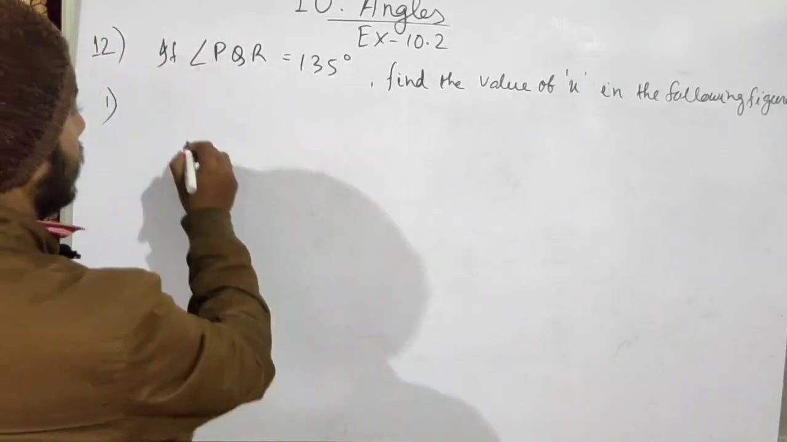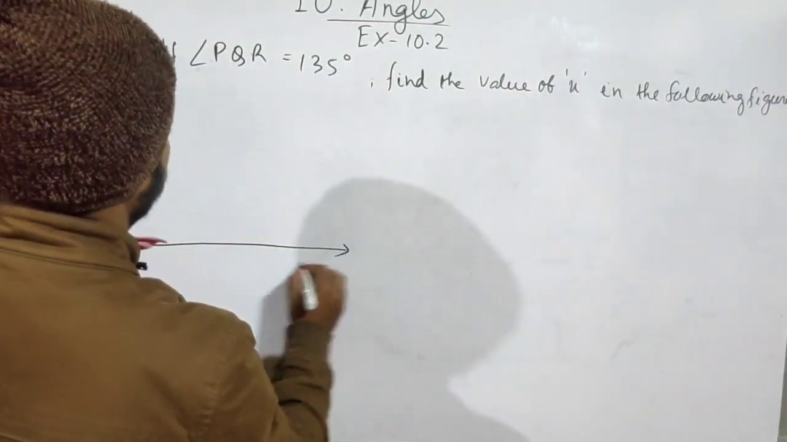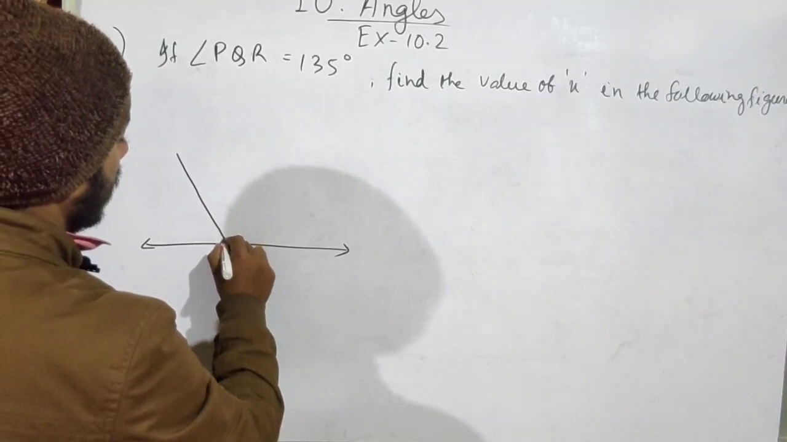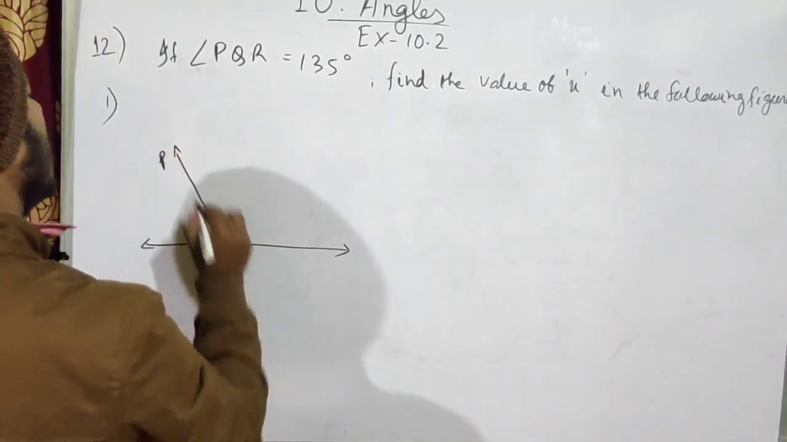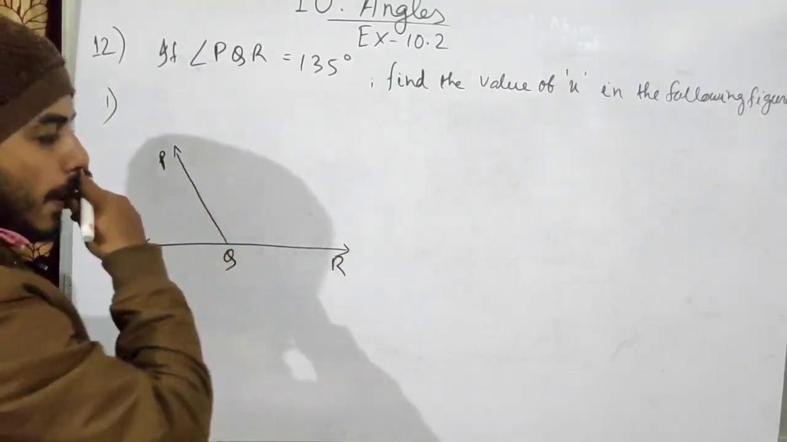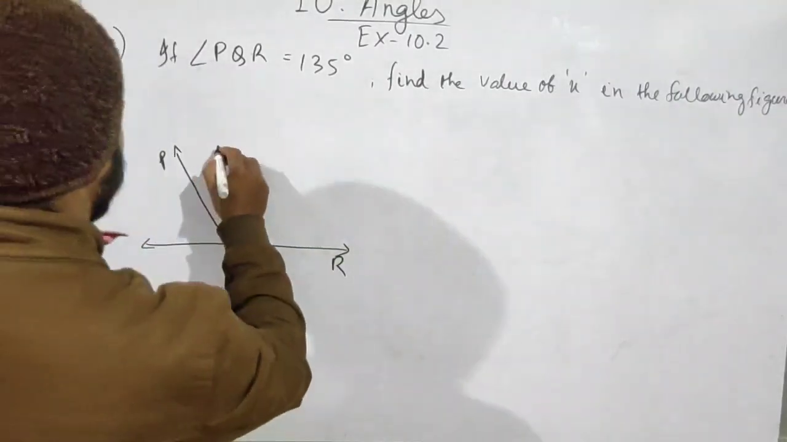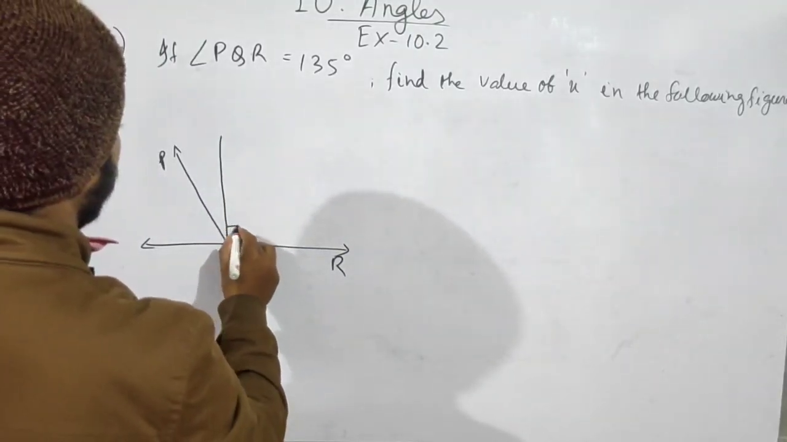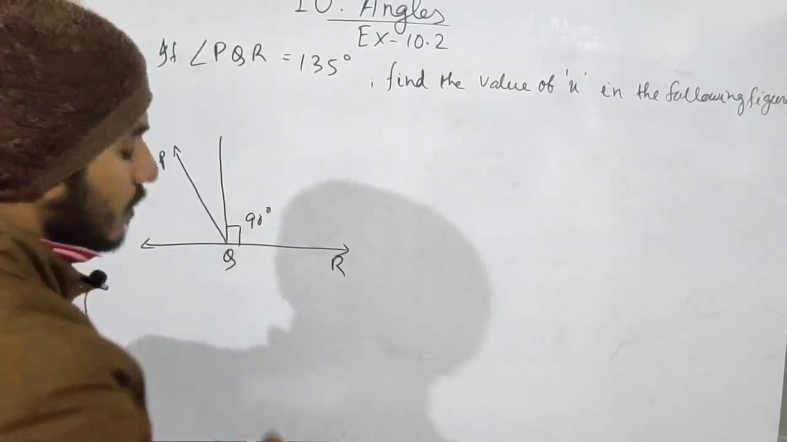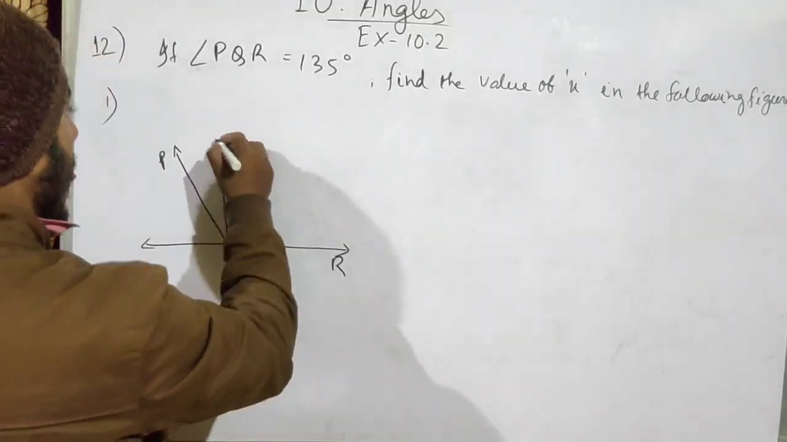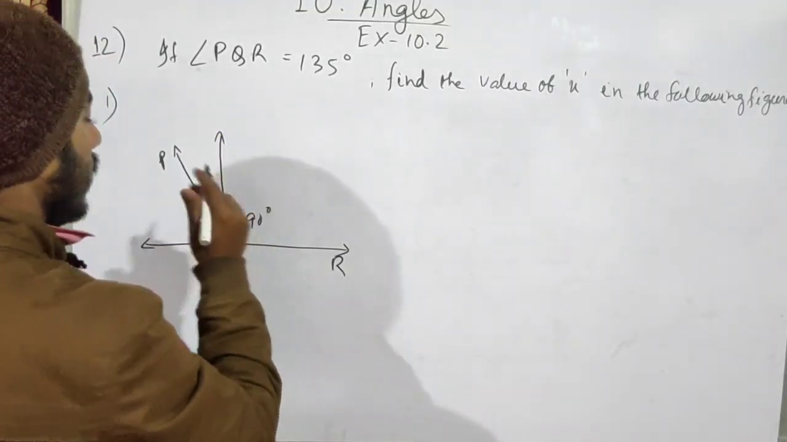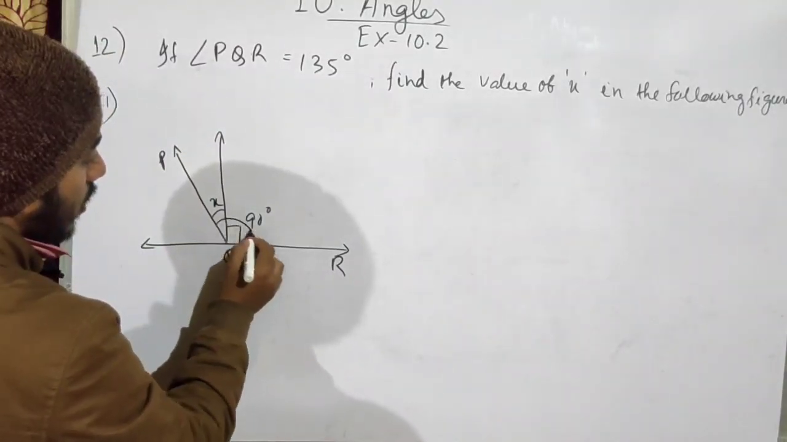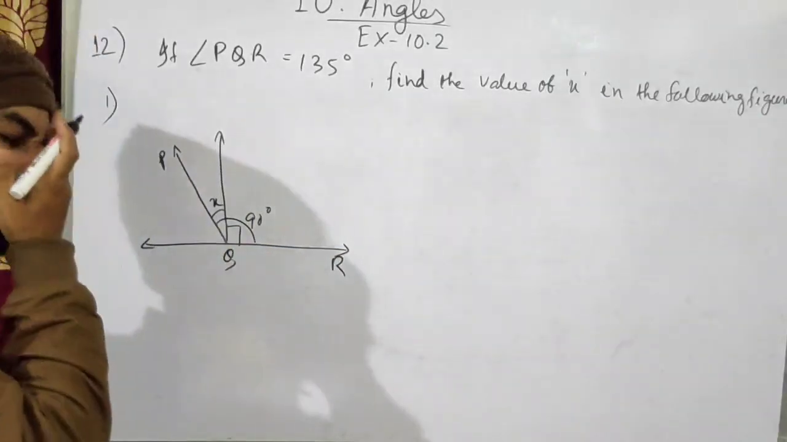let us draw the first figure. This is our PQR. Now next, this angle is 90 degrees, and this angle is x. And the overall angle PQR is 135 degrees. Clear? Overall angle is 135 degrees.